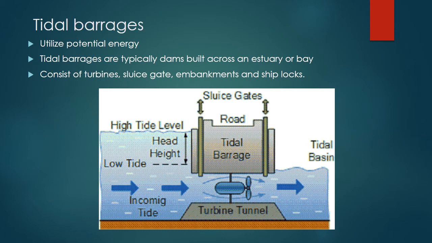Now you know that there are certain barrages which are built with the help of tides. They utilize potential energy because it's the stored form of energy which the tides carry. Tidal barrages are typically dams built across an estuary or a bay, consisting of turbines, sluice gates, embankments, and ship locks. Have a look at this diagram. Can you see that the water is moving from an area of low tide to an area of high tide? Then it is stored in the tidal barrage, and that tidal barrage ultimately runs a turbine, and in this way energy is produced.